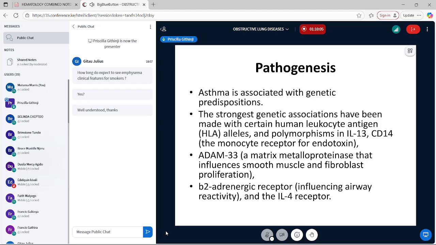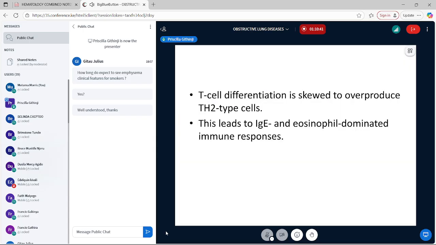Therefore, they can be easily triggered by infections. Also, alterations in your ADAM33, which is a matrix metalloproteinase that influences smooth muscle and fibroblast proliferation. Also, mutations in your beta-2 adrenergic receptor, which influences your airway reactivity, and also the interleukin-4 receptors. And you'll see, we'll talk about interleukin 13 and interleukin 4, which are important in your type 1 hypersensitivity reactions.